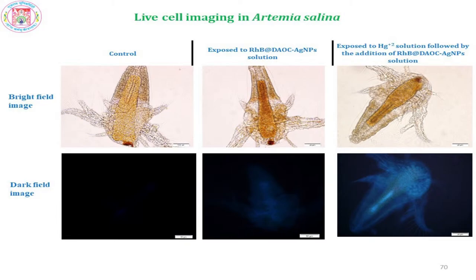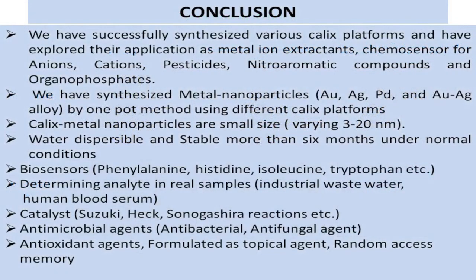So in conclusion, we have successfully synthesized various calixarene platforms and have explored their application as metal extractants and chemosensors for anions, cations and pesticides. We have synthesized all these nanoparticles with varying sizes, 3 to 20 nanometers. They are water dispersible and their stability is more than 6 months. They are biosensors for these molecules. Real sample analysis has been done, and they have been used as a catalyst and antimicrobial agent. All these things we have done.